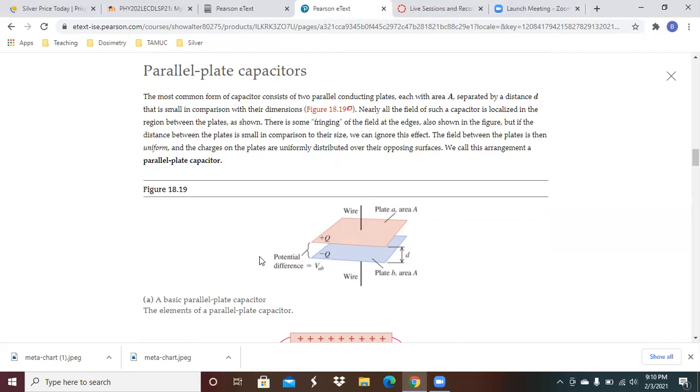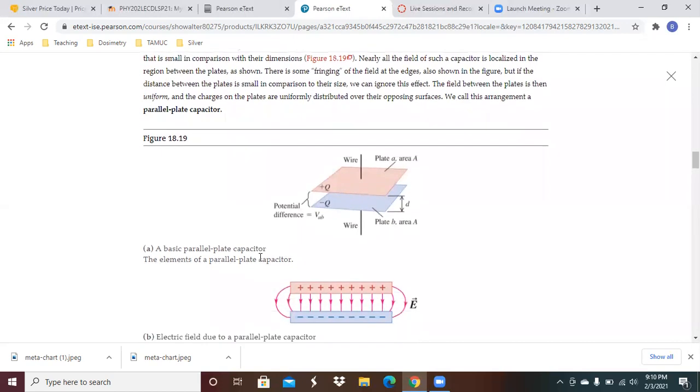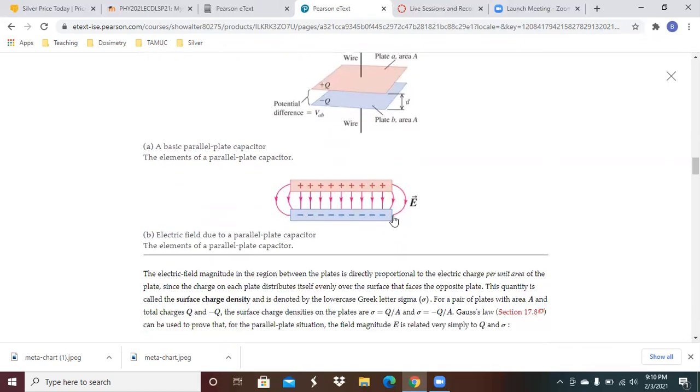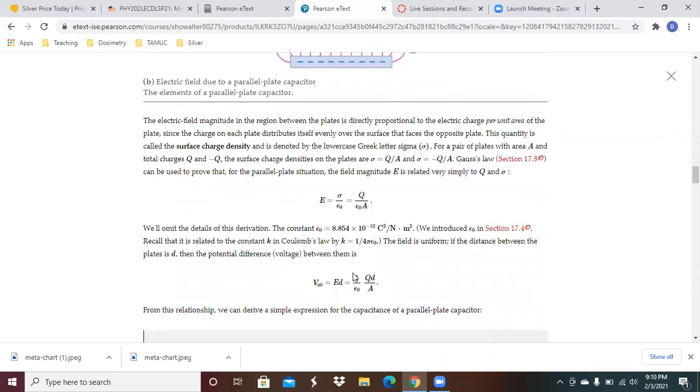The field between the plates is then uniform, and the charges on the plates are uniformly distributed over their opposing surfaces. So this is called a parallel plate capacitor, and you can kind of see the electric field here. The electric field magnitude in the region between the plates is directly proportional to the electric charge per unit area of the plate, since the charge on each plate distributes itself evenly over the surface that faces the opposite plate. This quantity is called the surface charge density.